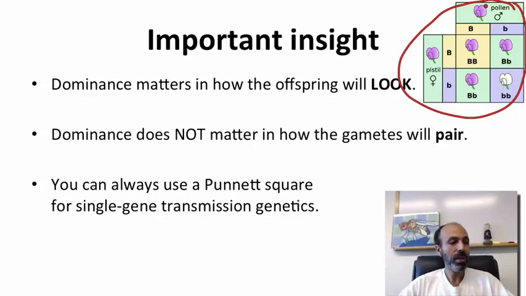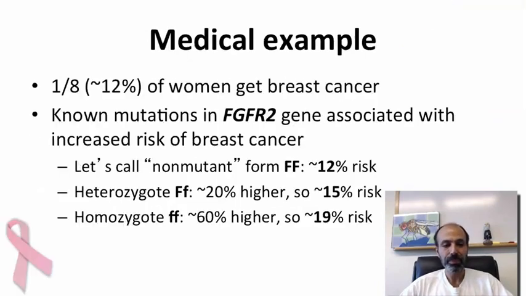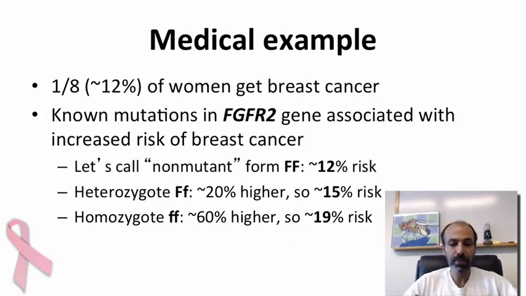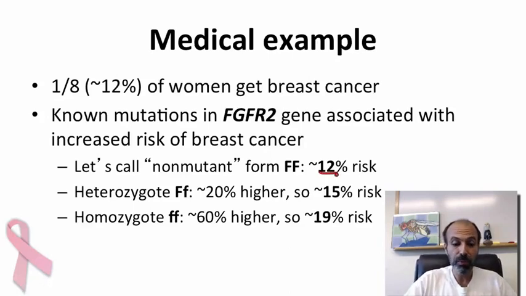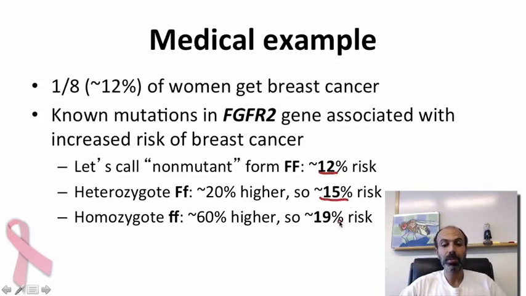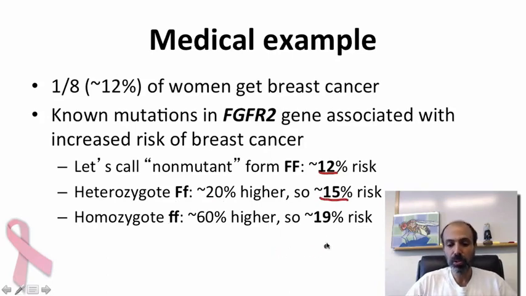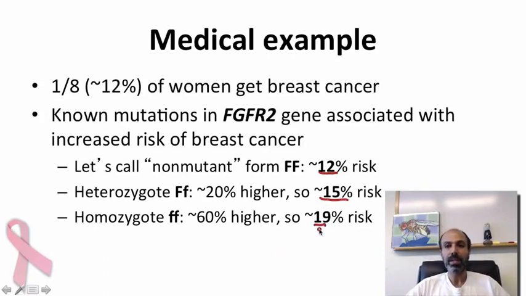Okay? So let's try out a medical example in this case. About 12% of women on average get breast cancer. And there are known mutations in the FGFR2 gene that are associated with an increased risk of breast cancer. So let's call the non-mutant form big F, and let's say that they have the default 12% risk of cancer. If you're heterozygous, big F, little f, you have a 20% higher chance, so about a 15% risk of getting cancer. If you're little f, this is the worst one, you have a 19% risk of getting cancer.